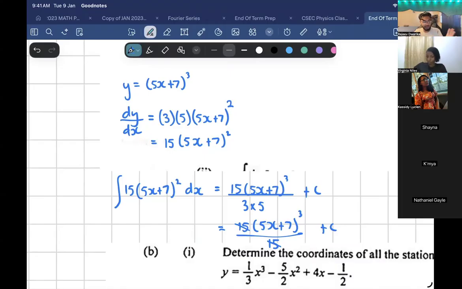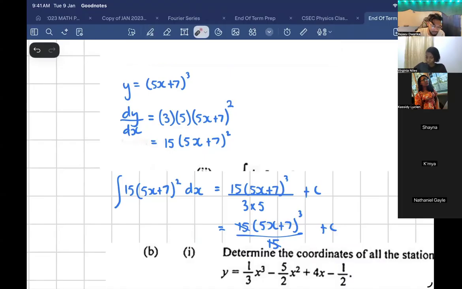So let's run through these steps again. Anytime you see something in this form, ax plus b in brackets to a power, what was the first step I did? You add 1 to the power. Good. Then I do what? You divide by your power, multiplied by 5.